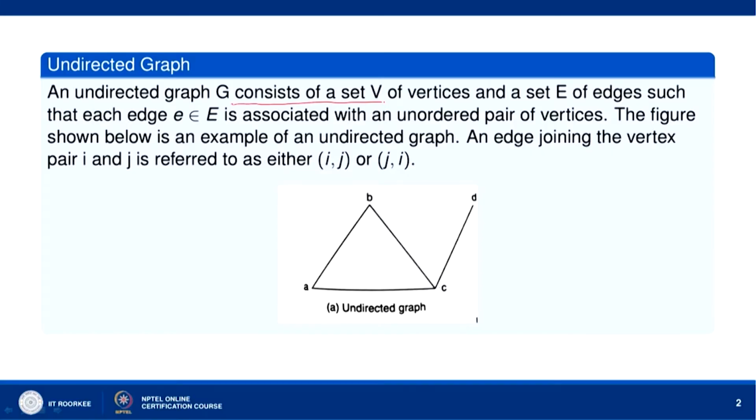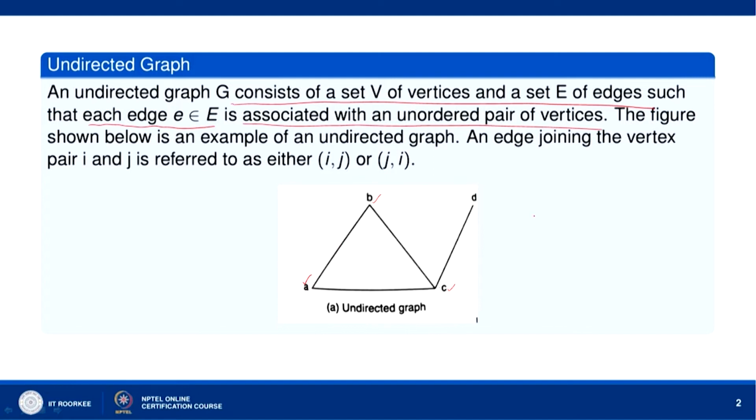Let us first define an undirected graph. An undirected graph G consists of a set V of vertices and a set E of edges such that each edge e belonging to E is associated with an unordered pair of vertices. Say for example, here you can see the vertex A. The vertex A is associated with the vertex B and the vertex C. And it is an unordered pair of vertices.